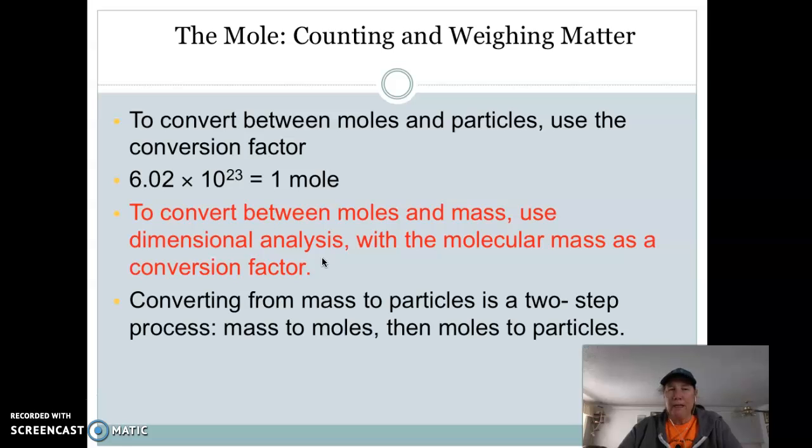So converting from mass to particles, let's say I have 48 grams of carbon, and I want to know how many particles that is. Well, the first thing I'm going to have to do is change mass, grams to moles, and then moles to atoms using Avogadro's number.